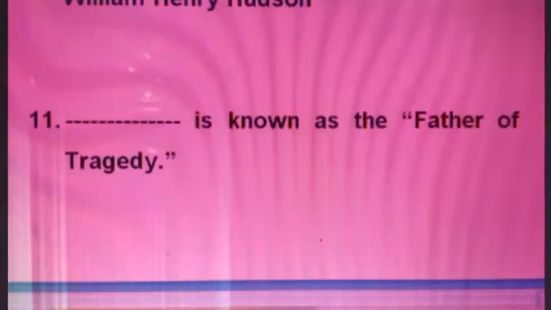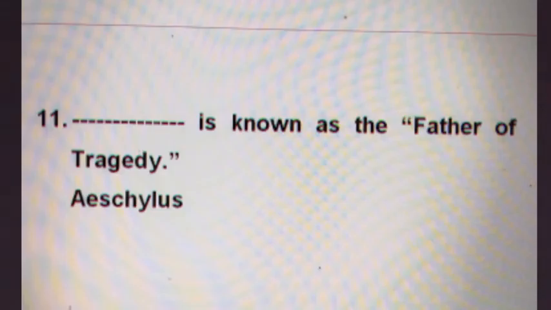Question number 11. Dash is known as the father of tragedy. Answer: Aeschylus. Aeschylus is known as the father of tragedy.